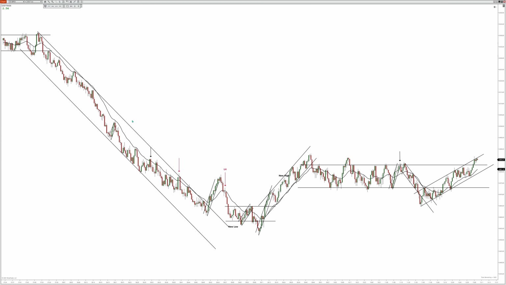So overall, pretty good price action. I felt pretty good about it. A lot of volume today, so the market was moving pretty well.